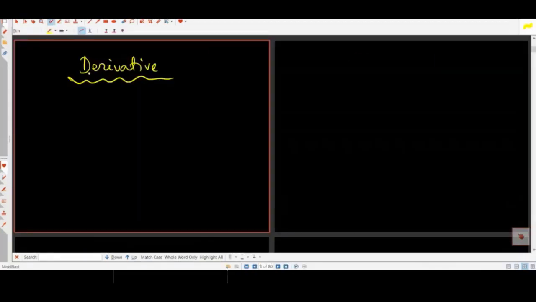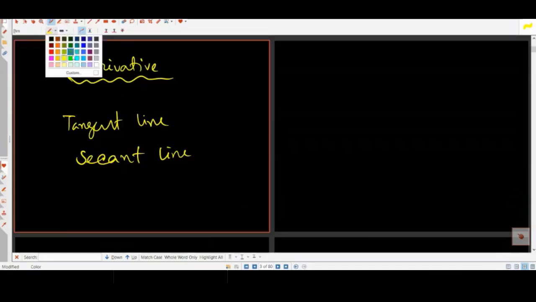Before talking about the derivative, we need to know about the tangent line and the secant line. So what is a tangent line and what is a secant line? First of all, if we try to understand the definition of a tangent line, you will see that a tangent line is nothing but a straight line.